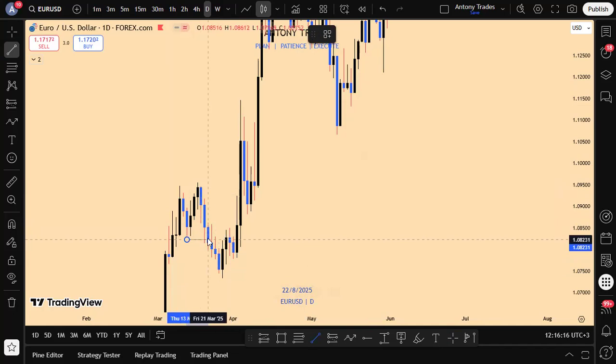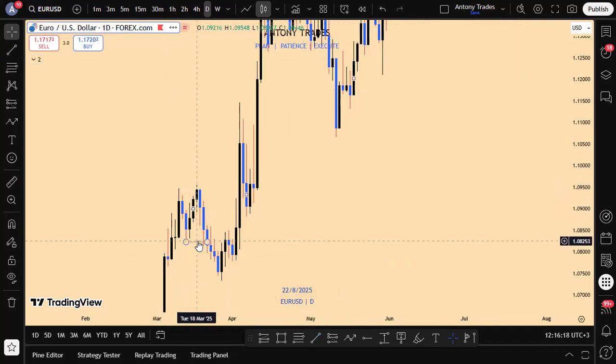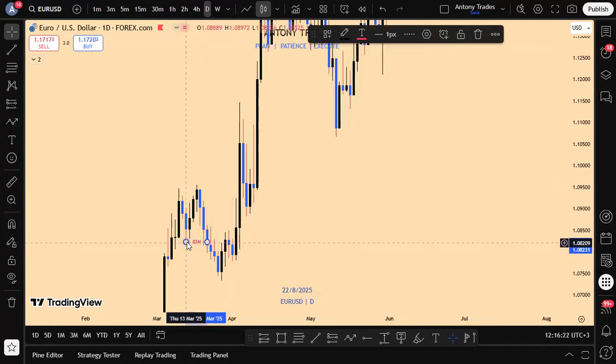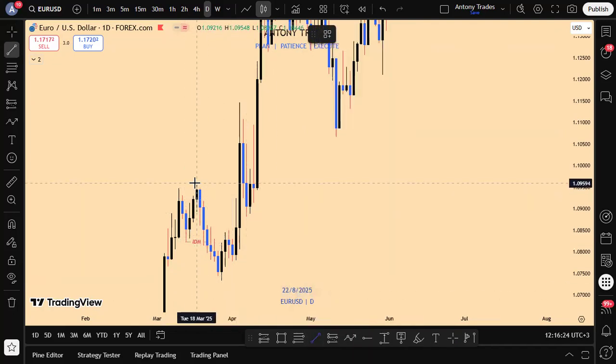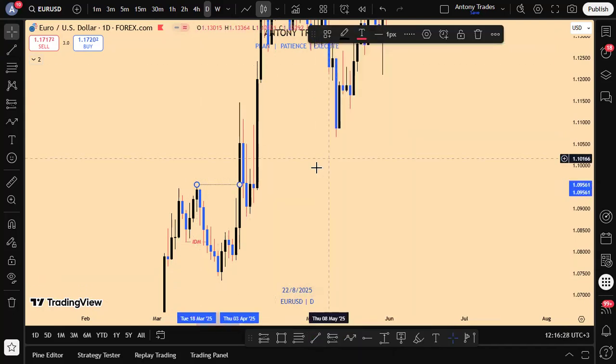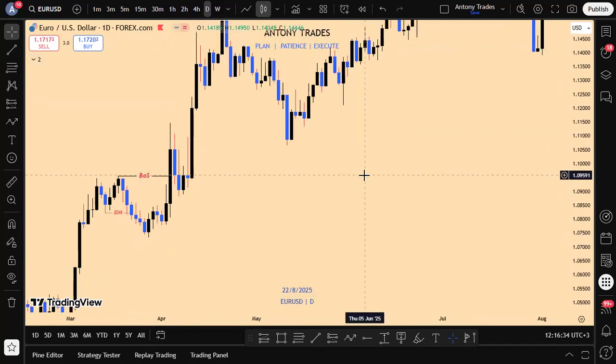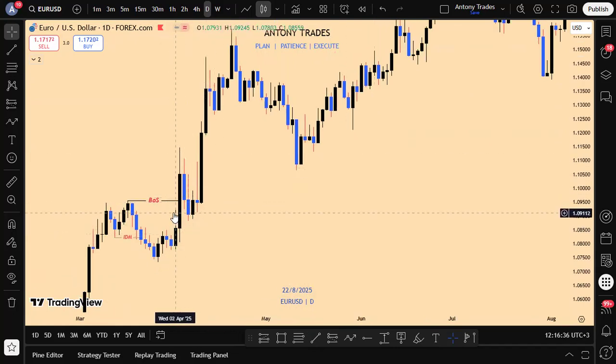So this low now becomes our inducement. After clearing this inducement, we see a break of structure. So now that means this is a valid break of structure. Then the market came down to this order block, then pushed to the upside.